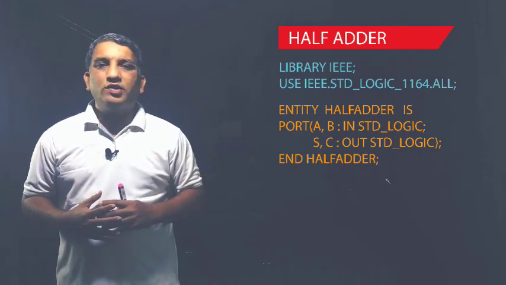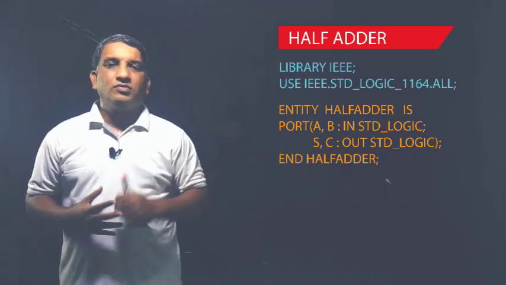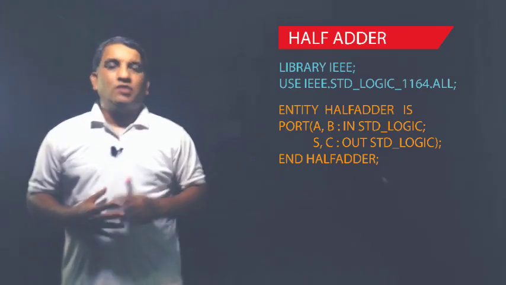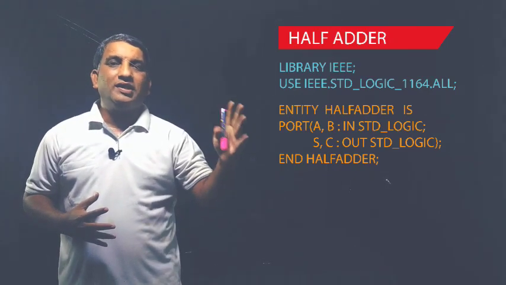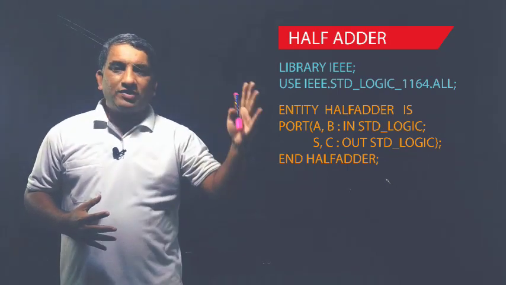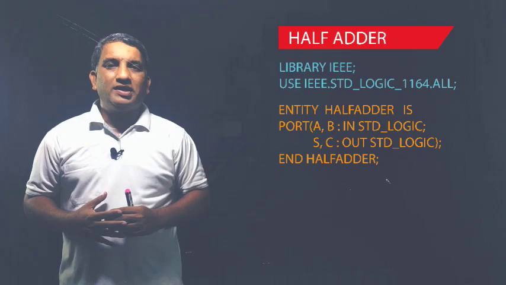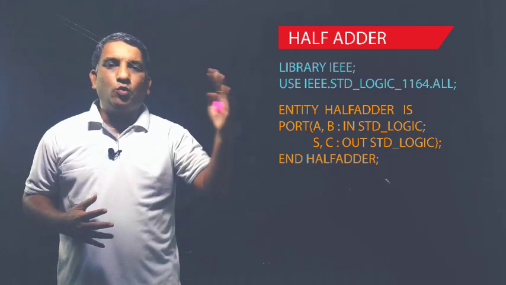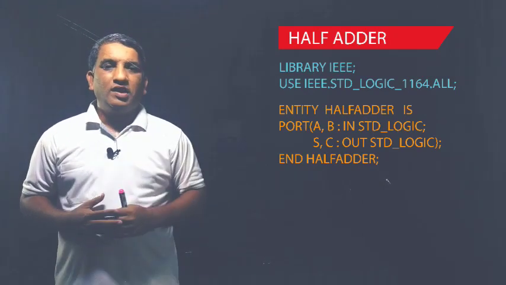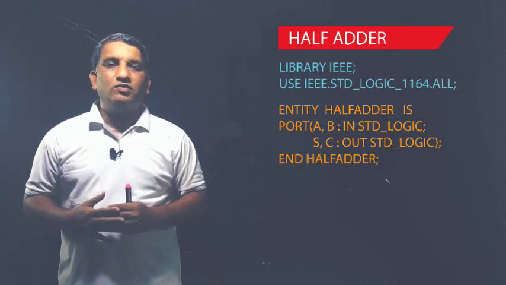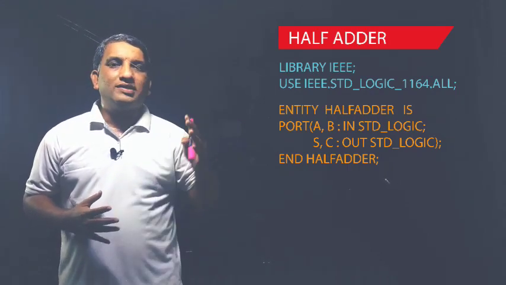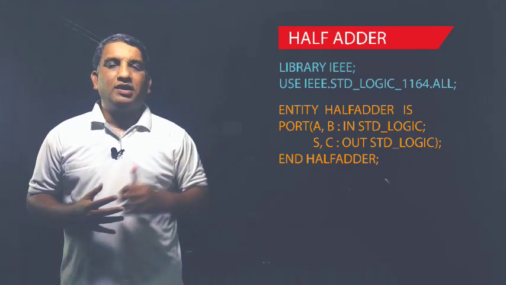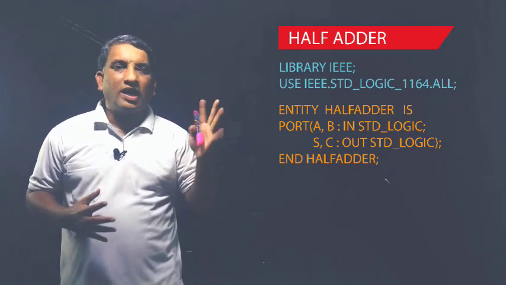So for that, we will write down the keyword entity. After the entity you have to give a name to this entity. I will give the name half adder, right? And after that I will write down is. That means my statement here is entity half adder is. Then in the next line I have to write down the port keyword. Port is a keyword and inside the round bracket we have to write down the ports along with its mode and the data type. Now if you recall from the block diagram, A and B are nothing but the input ports. Both are the input ports.